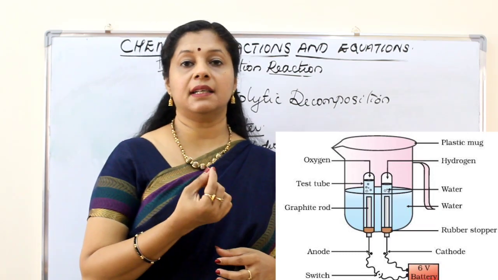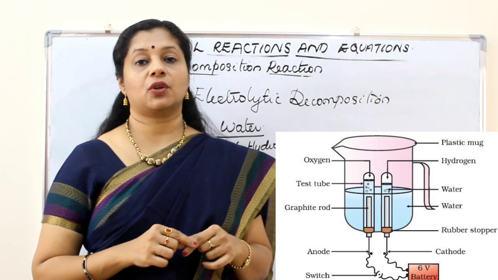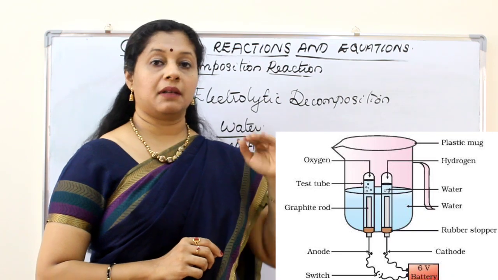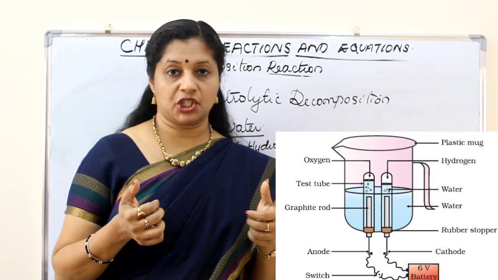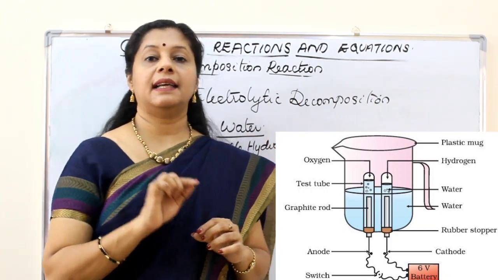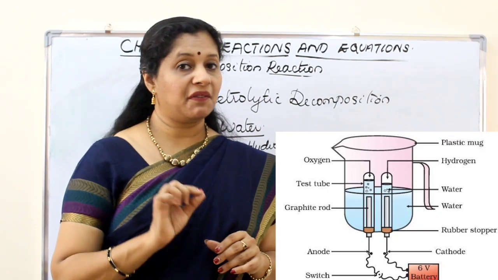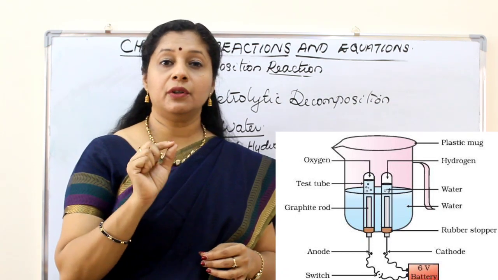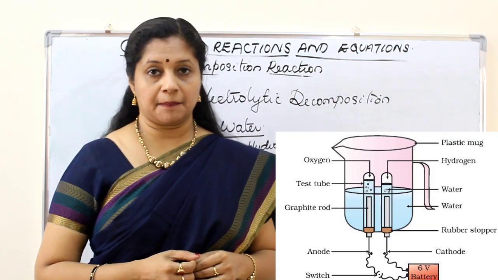Now we have to insert 2 carbon electrodes into it, and connect those electrodes to a 6-volt battery. Now we have to fill water covering the level of the electrodes. After that, bring 2 test tubes filled with water and invert them on the electrodes, and then switch on the current so that electricity will pass through it. But before that, the water simply cannot pass electricity. We have to add a few drops of sulfuric acid in order to make it pass electricity.